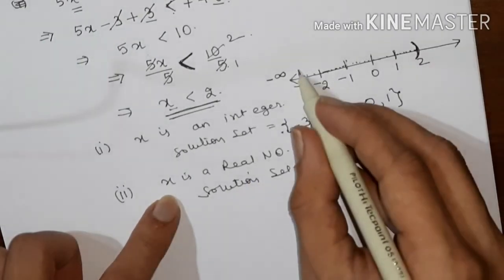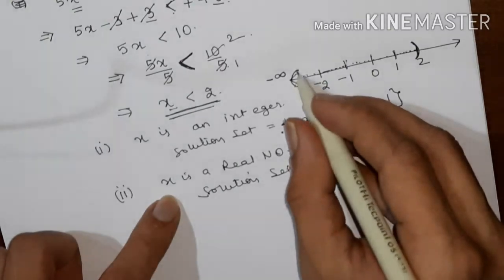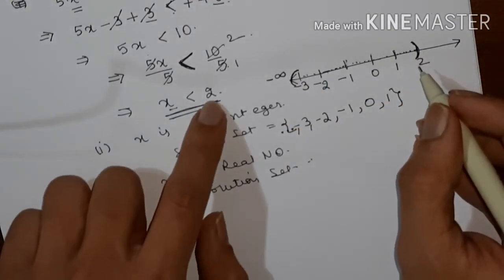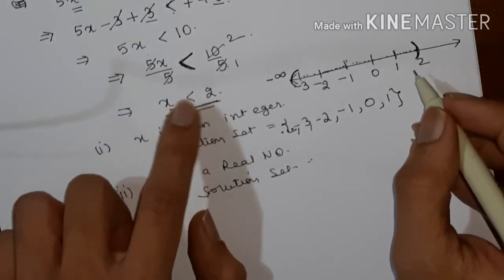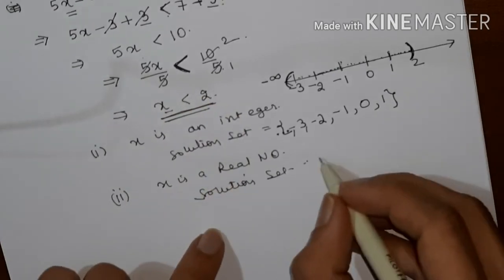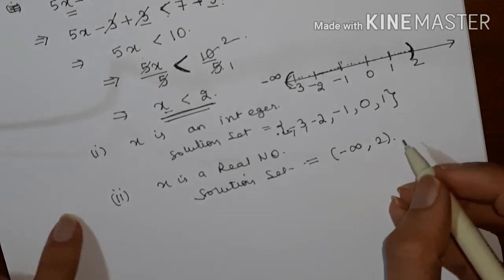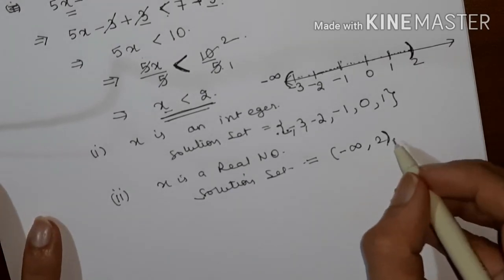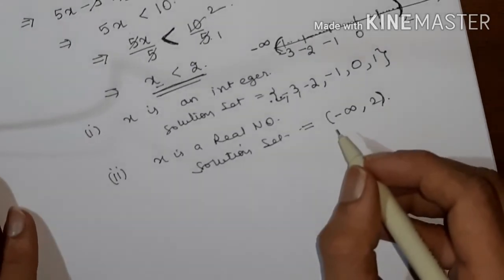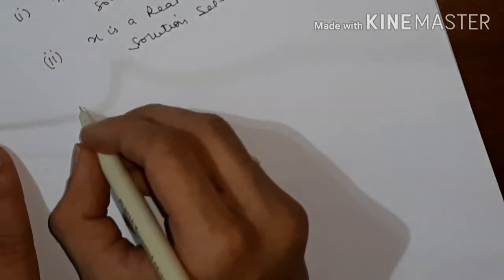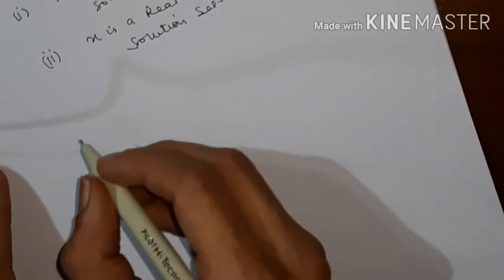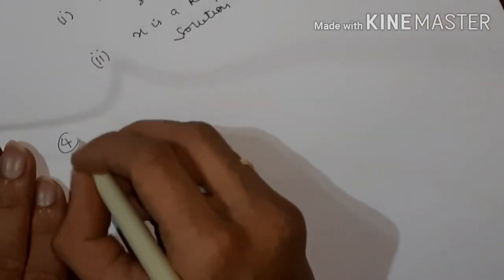So what is the solution set? The solution set is this interval, this to this, and 2 is not included, you can see, because x is less than 2. So the solution set will be minus infinity comma 2 open. Open means 2 is not included. This was the third problem. Now let us go to the fourth problem.